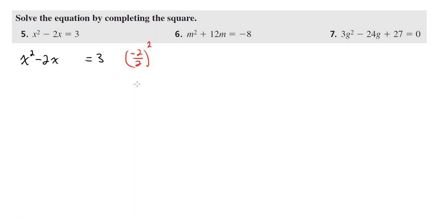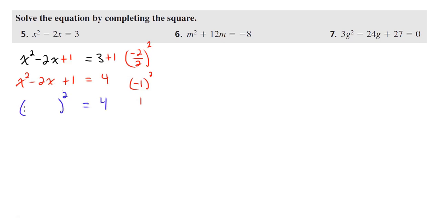Negative 2 divided by 2 is negative 1. And negative 1 squared is positive 1. So we are going to add 1 to both sides here. And this gives us the equation x squared minus 2x plus 1 equals 4. Now what we want to do is factor this side. We have a negative in the middle, so this is an a minus b squared.